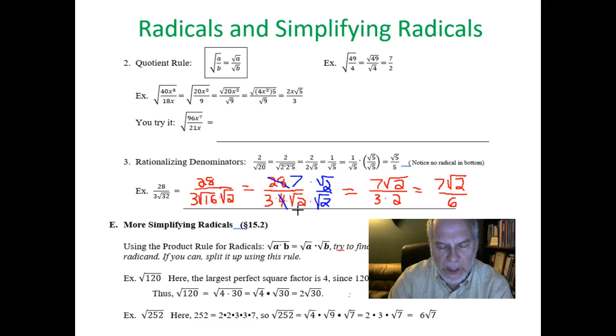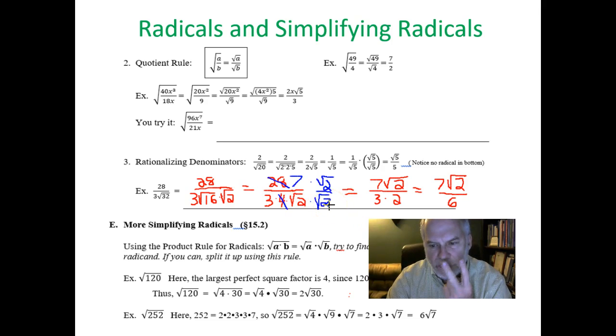Now the 4 cancels with the 4 inside of 28, so I have 7 over 3 times the square root of 2. Now do you recall, if I have the square root on the bottom, I can multiply top and bottom by the square root of that thing. So if I got a square root of 2, I'm going to multiply top and bottom by the square root of 2. And what is the square root of 2 times the square root of 2?